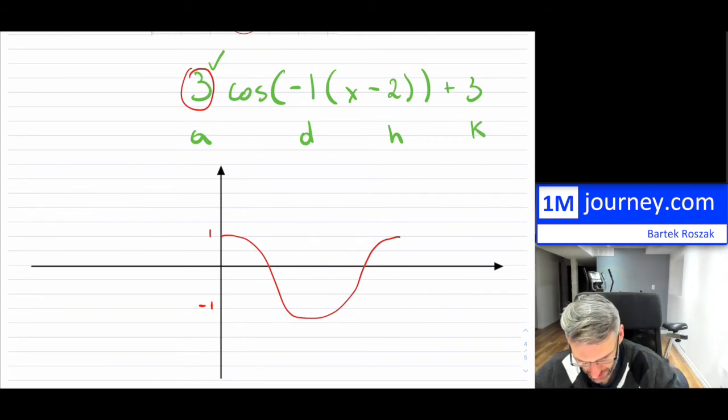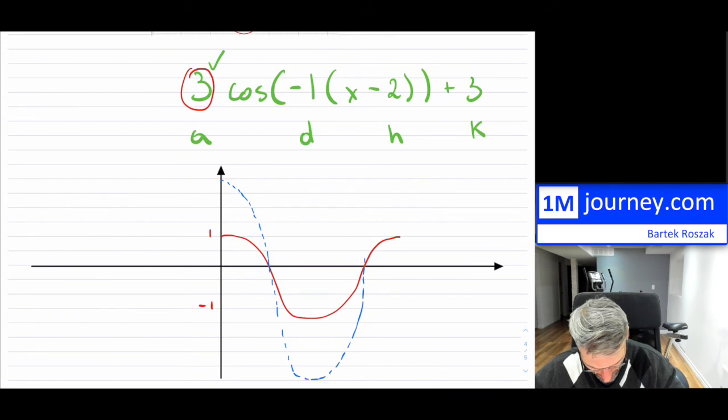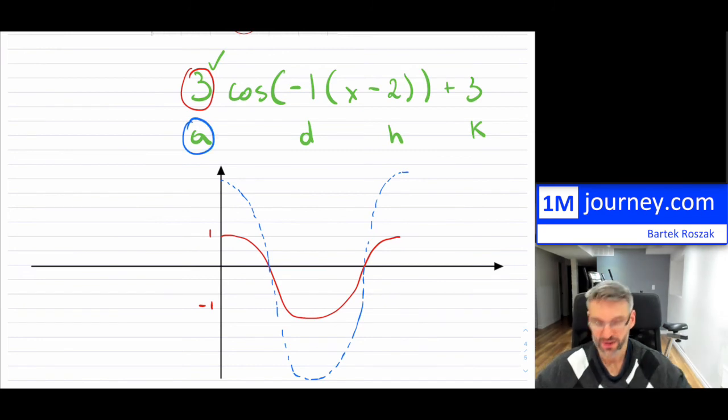And now this is going to get scaled. So this is going to be 3 times bigger. So it's going to be kind of like this, right? And then this peak is going to be at -3. So it kind of looks like that, all right? So that was that A. So that was the stretch in the y.